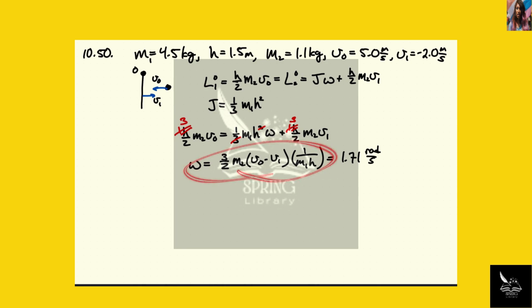Plugging all the values in, we just get 1.71 radians per second. That's how fast this gate is now swinging after the raven has hit it and bounced off.